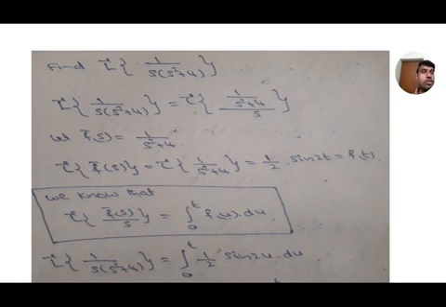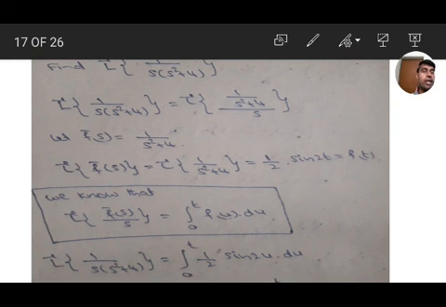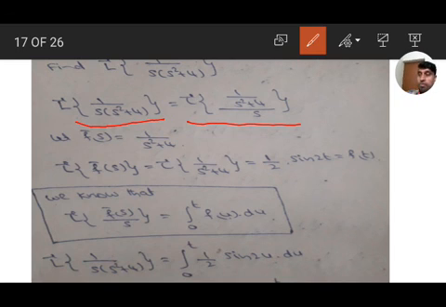Find L inverse of 1 by s into s square plus 4. This is also almost the same. L inverse of 1 by s into s square plus 4 can be written as L inverse of 1 by s square plus 4, by s. Take it that f bar s by s, where 1 by s square plus 4 is the f bar s.